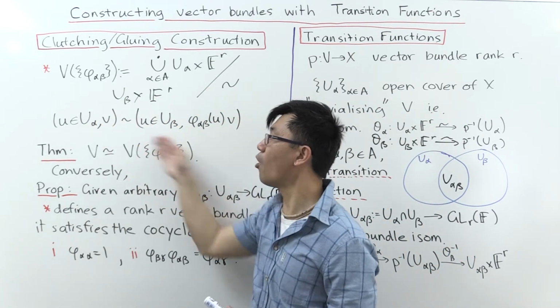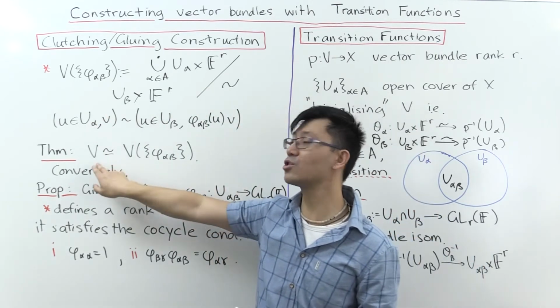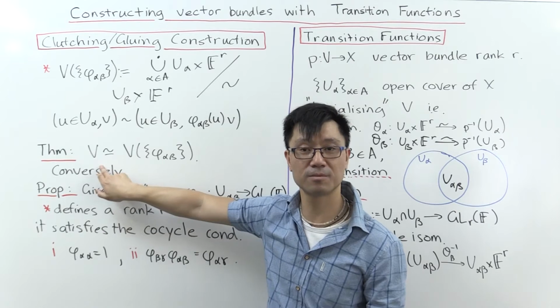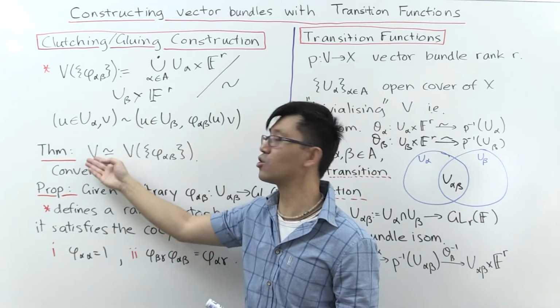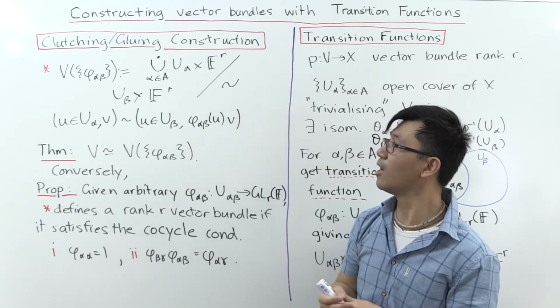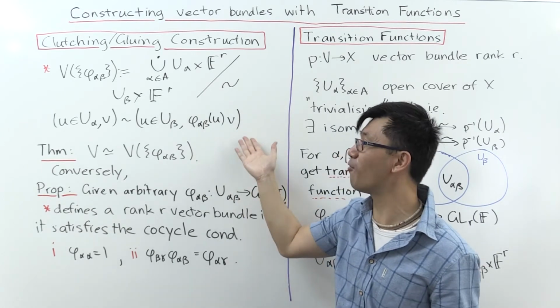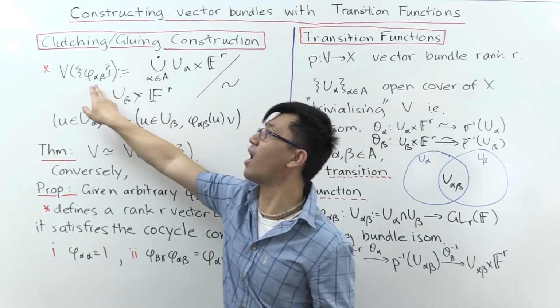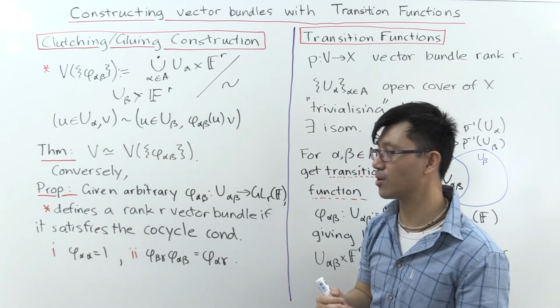And once you perform this, it turns out that you do actually recover the original vector bundle V. So really this transition function does capture all the information about this vector bundle, at least up to isomorphism. Now this is a fairly general procedure, and all you need are these functions phi, alpha, beta. So let's have a look at the converse question.